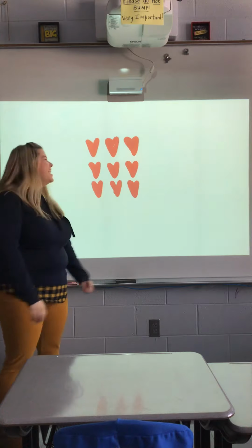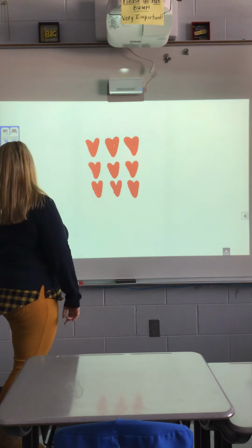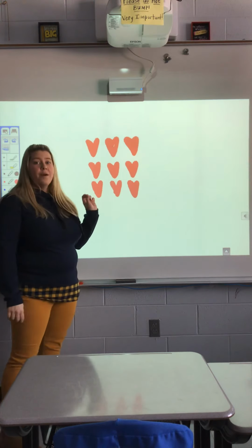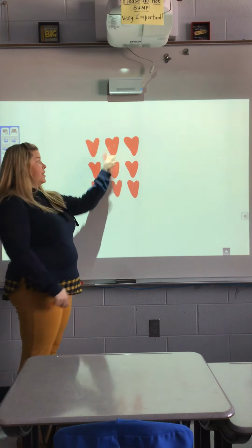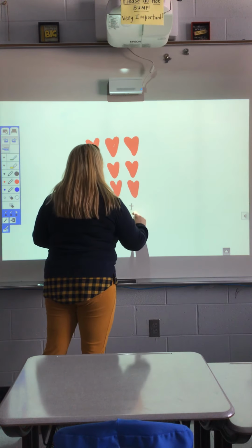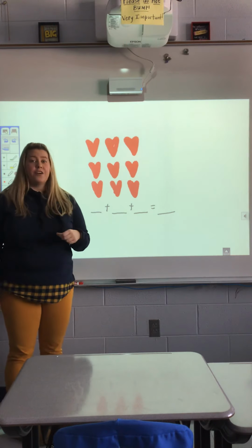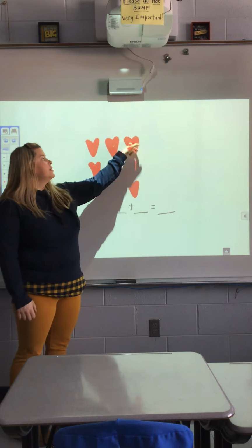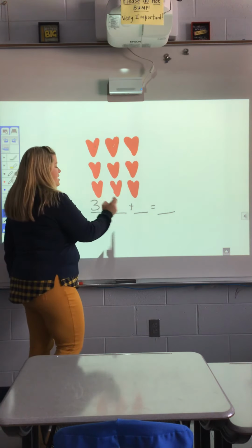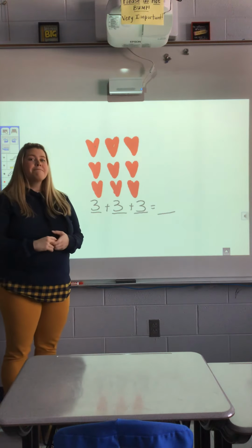Welcome back. All right, what did you do for your repeated addition? Okay, well, how many rows do I have? 1, 2, 3. So 3 blanks. Okay, how many are in each row? 1, 2, 3. So 3 plus 3 plus 3. What's it equal? 9.